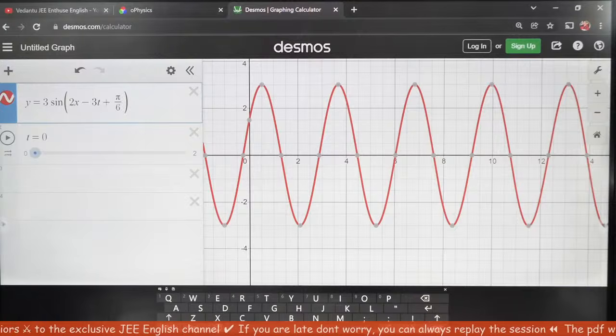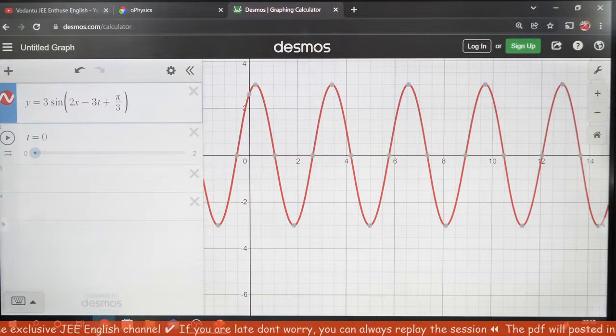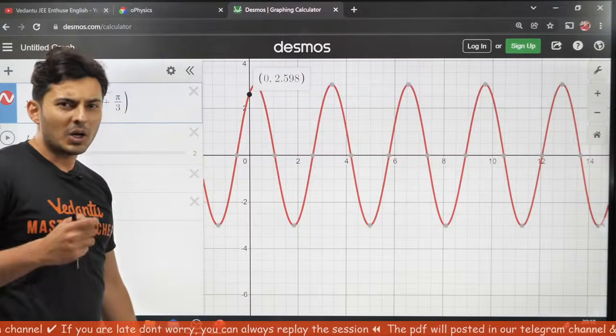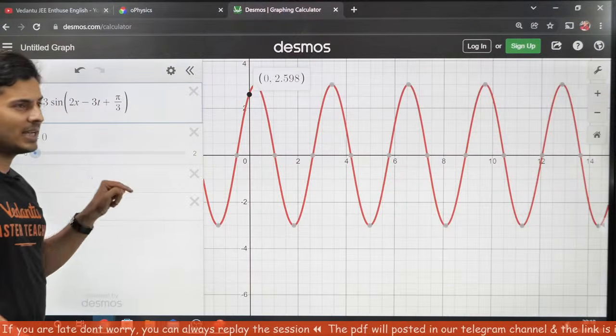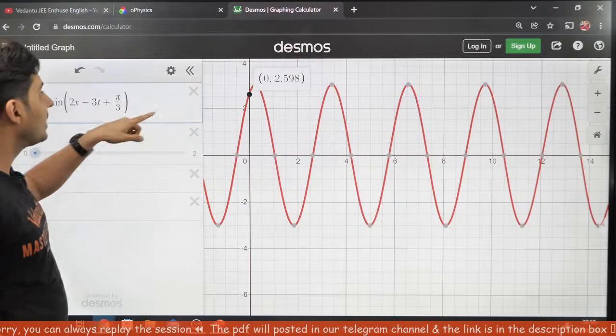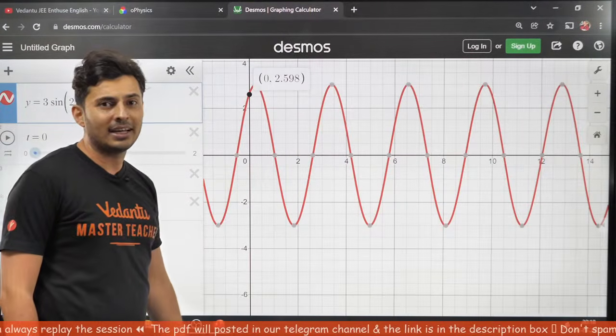Let's make this pi by 3. Oh, this point has changed. It has gone to some other point because sine of pi by 3, sine 60, is root 3 by 2, and root 3 by 2 into 3 is approximately 2.598.